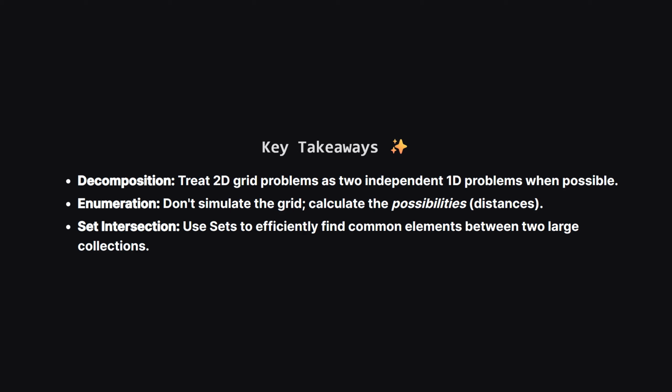So let's wrap it up. The biggest takeaway here is decomposition. We didn't try to draw squares on a grid. We broke the problem into what heights are possible and what widths are possible. By enumerating all distances and using a set intersection, we turned a complex geometry problem into a simple data matching problem.